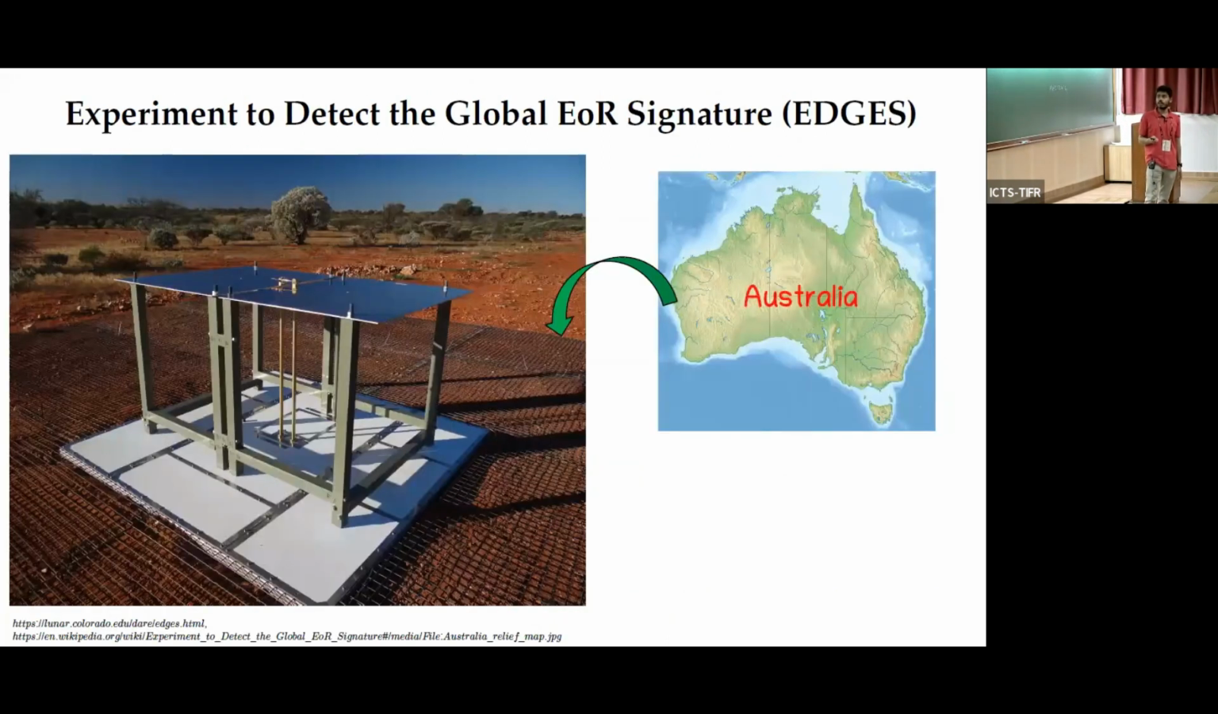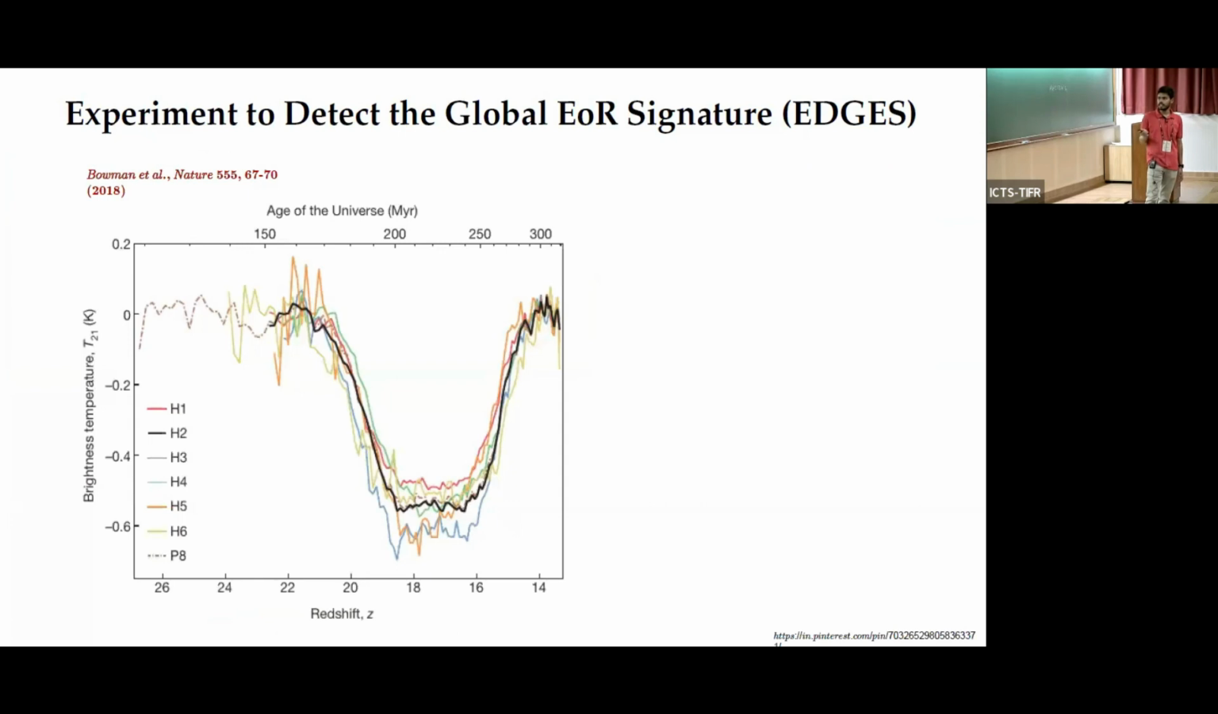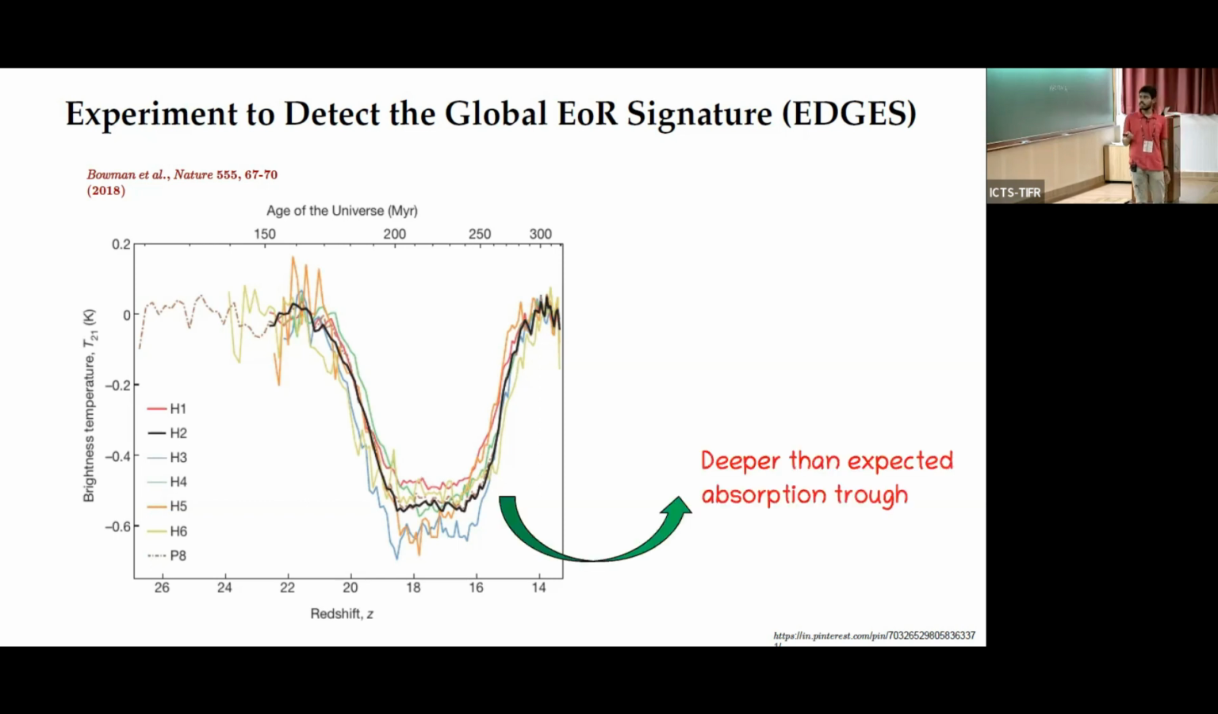Now, there is an experiment called EDGES, as you have already heard, and this is situated in the western part of Australia. And in 2018, it measured the signal for the first time. So in the x-axis, again, we have the redshift. In the y-axis, we have the brightness temperature. And this is the signal that they obtained. But the weird fact about this thing is that this is much deeper than expected from standard cosmology.